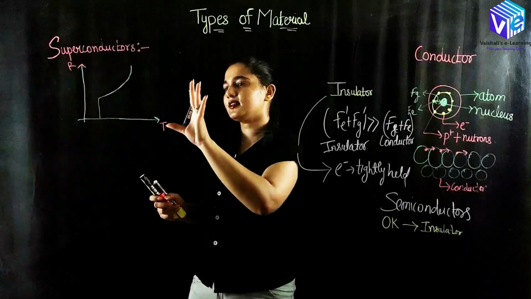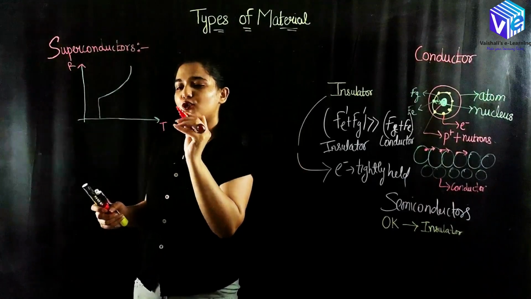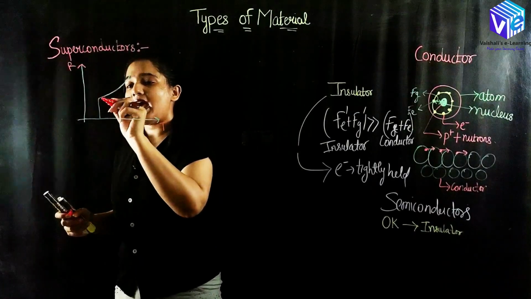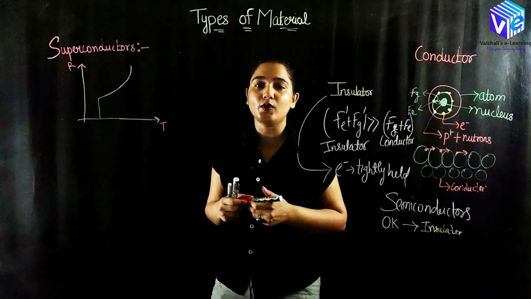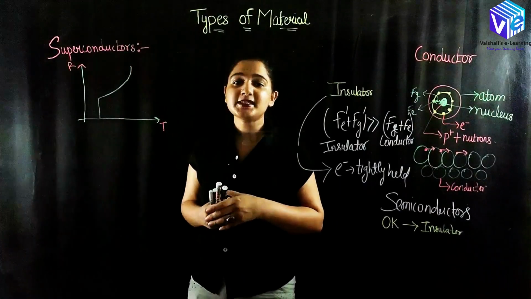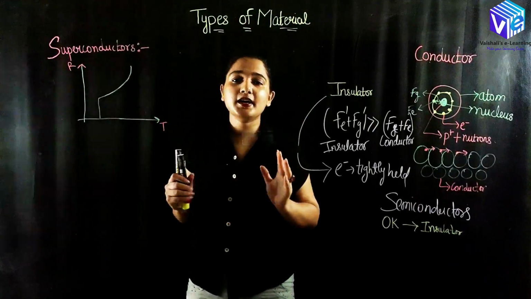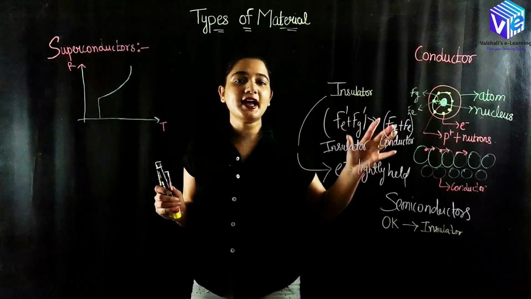Okay, so this is the type of graph that is followed by the superconductors. If I am decreasing the temperature, resistance is decreasing, and at a certain temperature the resistance becomes 0. What does it mean? If I am supplying current to a superconducting material, the current will remain there for infinite time.